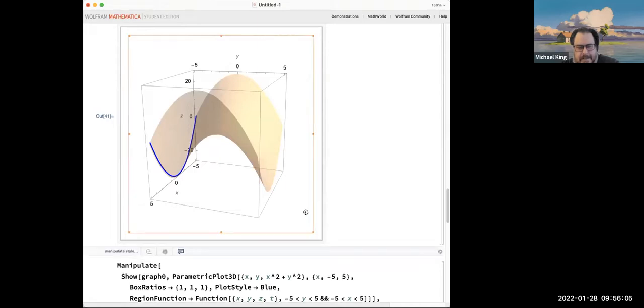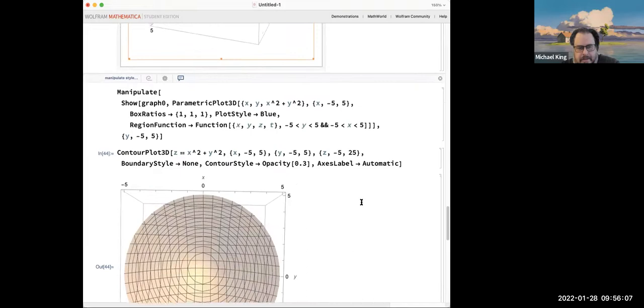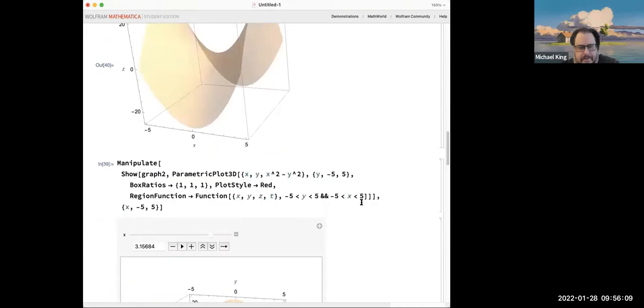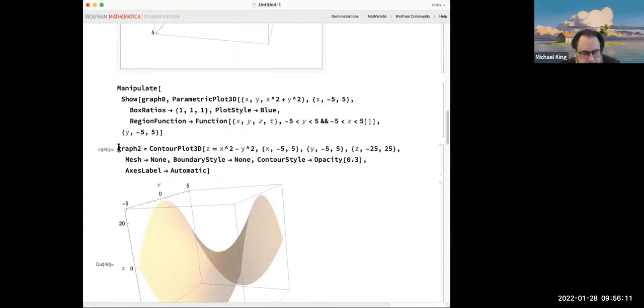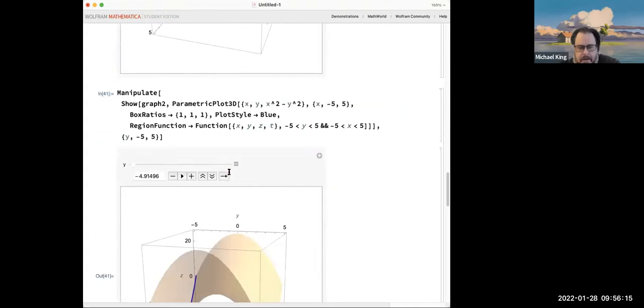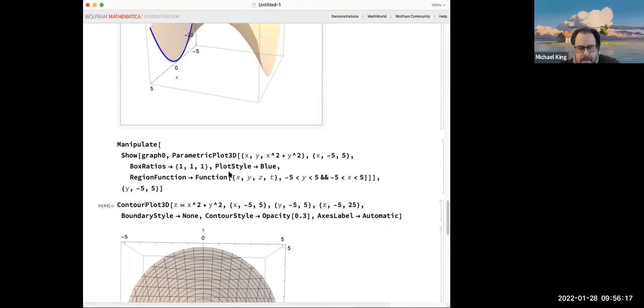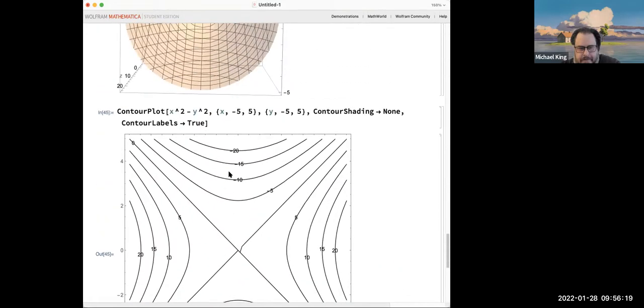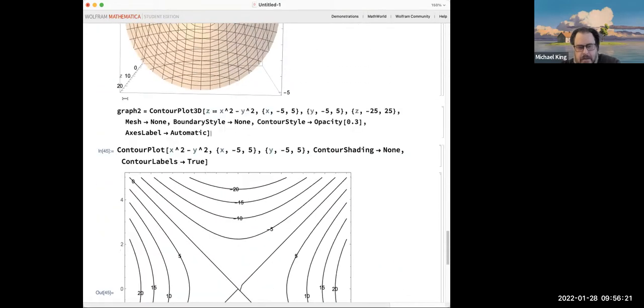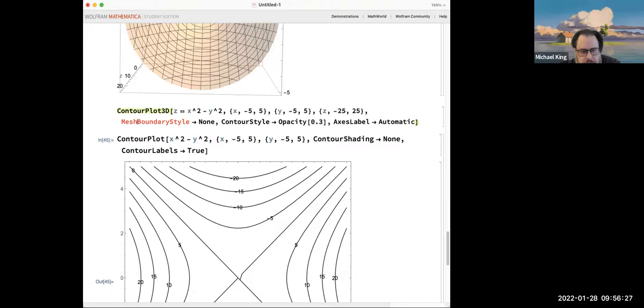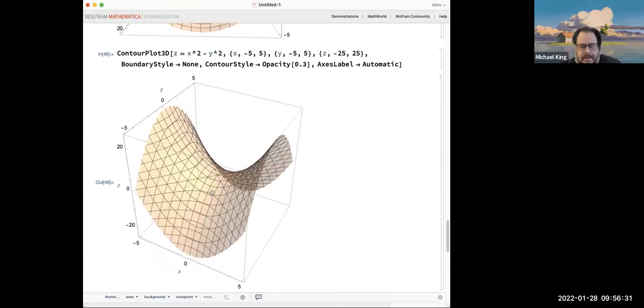Again, we could look at this. Actually, let me just take the graph. Sorry, I'm scrolling through. Let me put the graph of x squared minus y squared here, but allow the mesh. Okay, so here is this saddle.